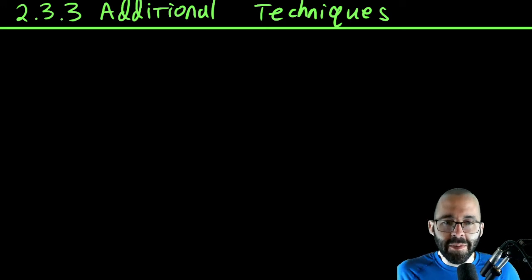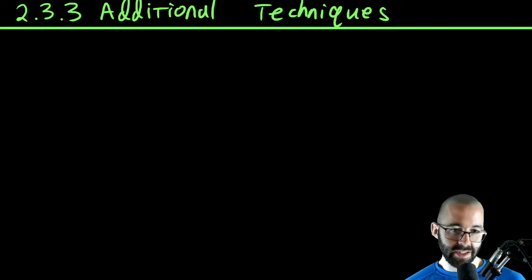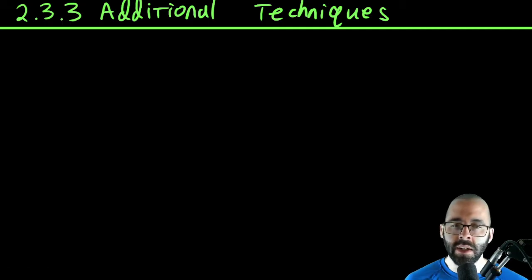All right, let's talk about some other ways of evaluating limits. If it's a polynomial or rational function, then as long as the denominator is not 0, we are pretty good to go. But in the last video, we said sometimes the denominator is 0. What do we do then?